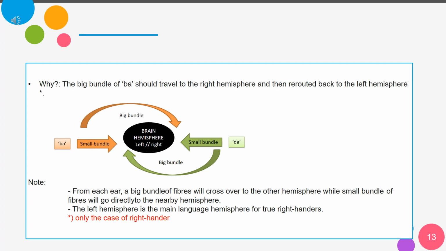The word ba will go through the small bundle to the left hemisphere, and the word da will go through the small bundle to the right hemisphere. And the reason da is perceived more strongly is because the word da will go directly to the left hemisphere through a big bundle of fibers, while the word ba will go to the right hemisphere first and then reroute back to the left hemisphere. So this is why the word da is more perceived. The word da was perceived more strongly rather than the word ba.